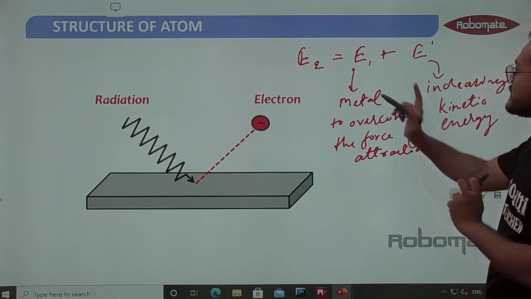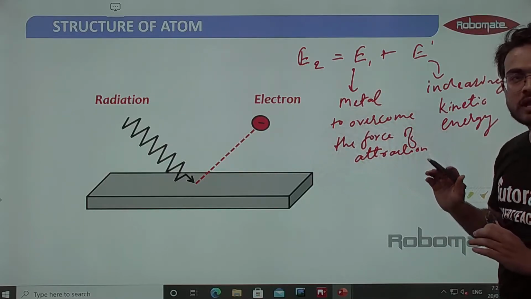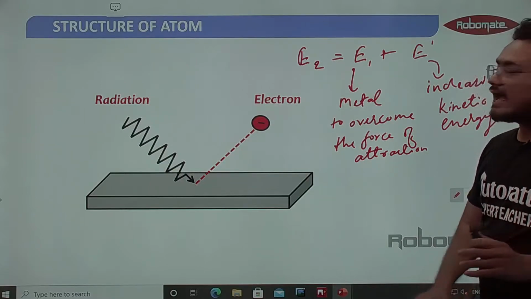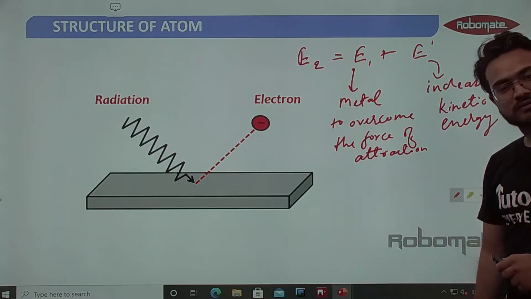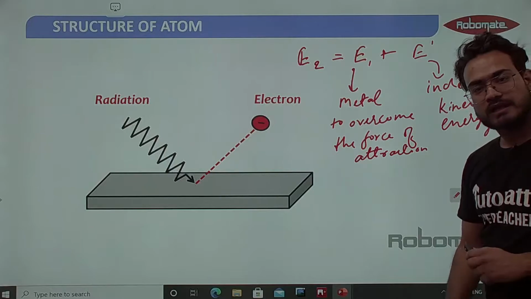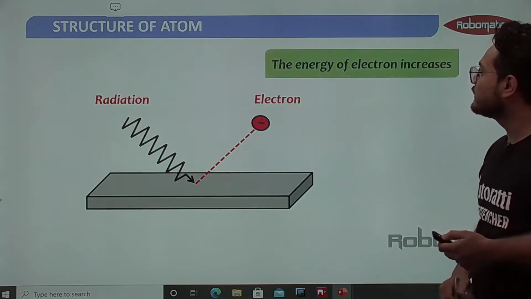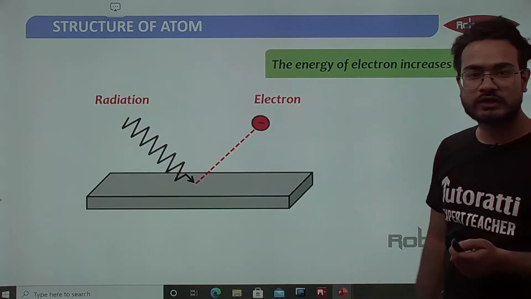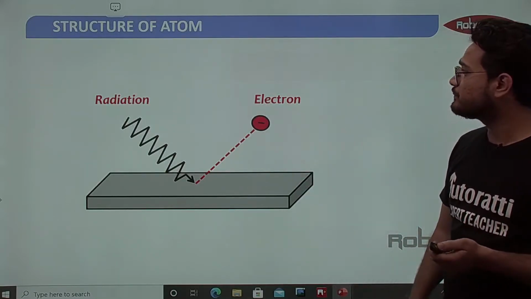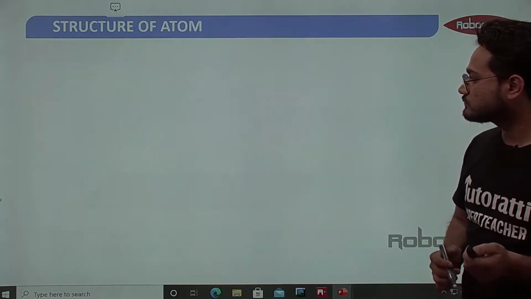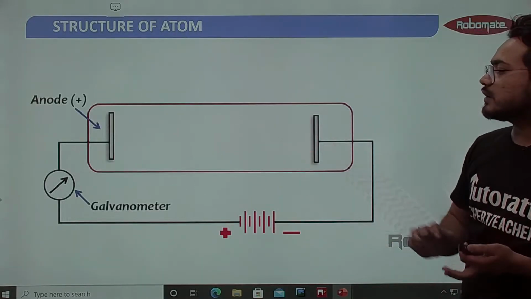Some amount of energy will be used in overcoming the force, and the rest of the energy will be used in increasing the kinetic energy. And this is how the photoelectric effect works. Okay, let's move ahead. Now, energy of the electron increases because you have supplied the energy. How does the experiment look like? Let me tell you. This is how the experiment looks like.